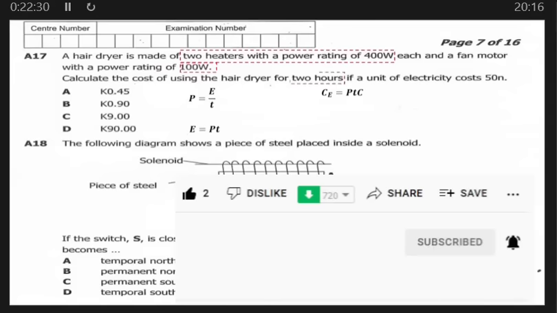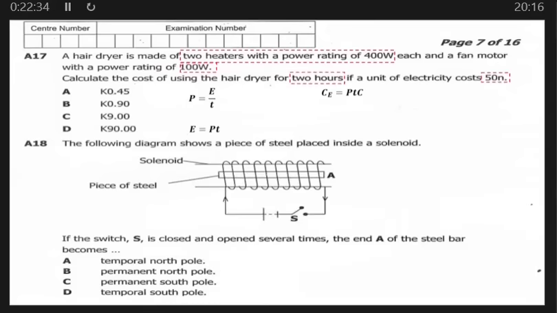And then here we are told the time is 2 hours. So this dryer, when it is operated for 2 hours, that is our time. And if a unit of electricity costs 50 ngwe. So now we have that information. So what we are going to do here is 800 plus 100, which gives us 900 watts.